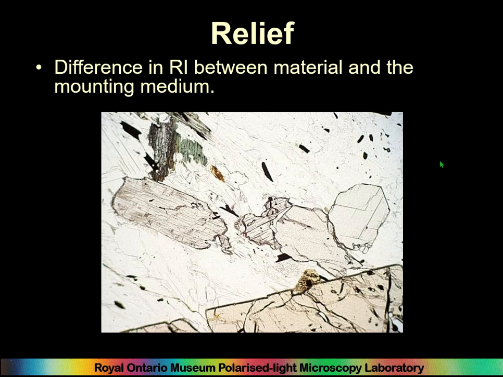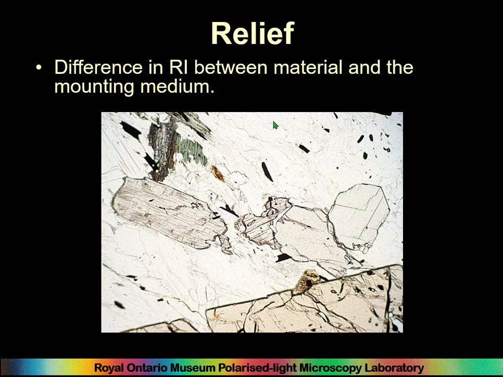Relief. I think you'll be relieved when we get to the end of the lecture, but relief is actually sort of like a relief map. Now if you look at this, you sort of think, oh, it looks like these minerals are sticking up more from the thin section than the others, but they're not. They have a much larger difference in refractive index between the glue, which is over the thin section, than these do.